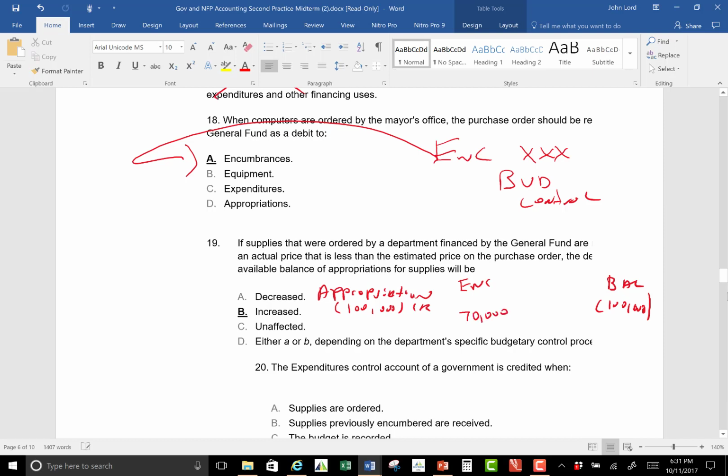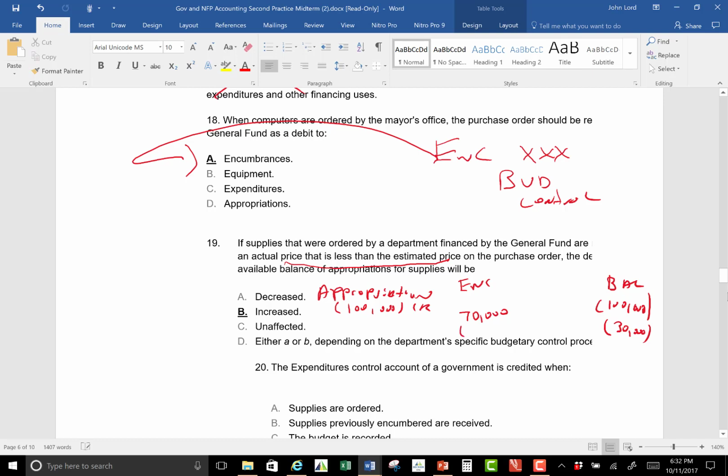Now the balance in here is how much? 30,000 credit? Okay, good. Then what happens? Then they say that it comes in at an actual price that is less than the estimated price, right? So I'm going to say the actual price that it's going to come in at is 65,000. Is that less than 70,000? So if that's the case, what would happen?